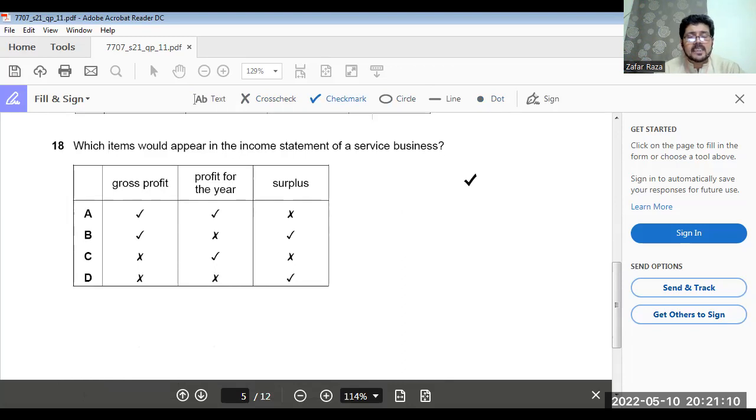18. Which item would appear in the income statement of a service business? Gross profit, what is its role? Gross profit will not be there. Profit for the year will be there. Surplus will not be there. Service business. So gross profit and surplus will not be there. Only profit will be there. So which option is correct? C option. Yes. C option is correct. Getting my point clear?